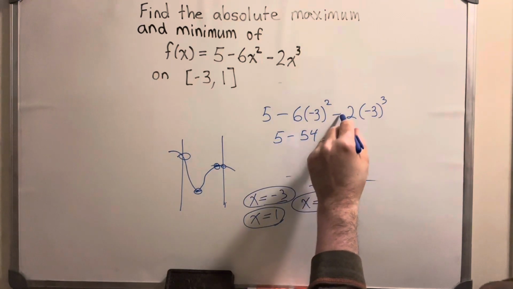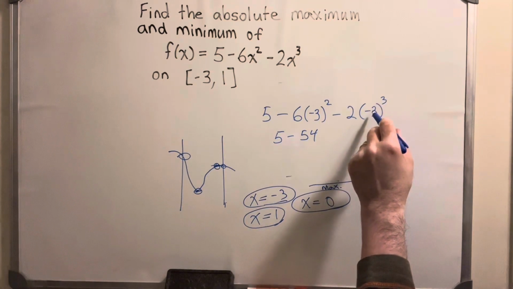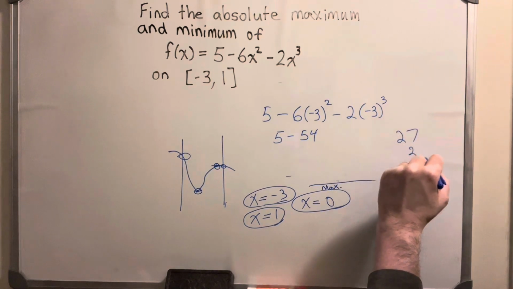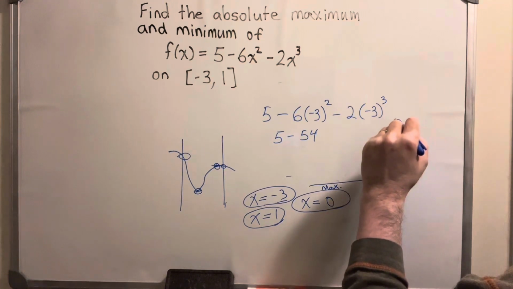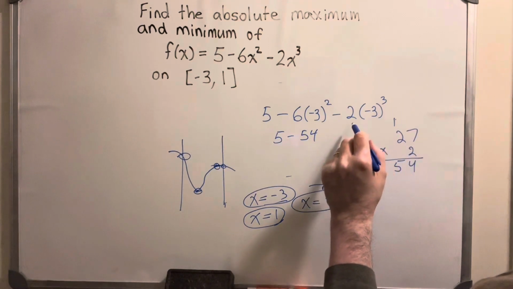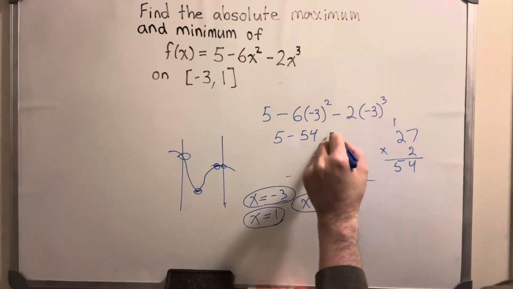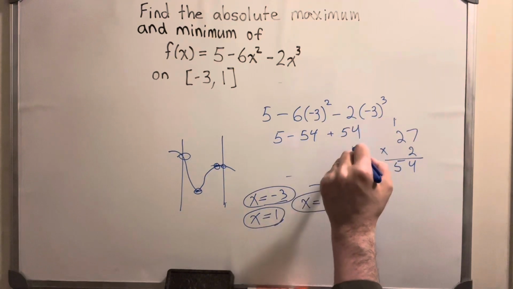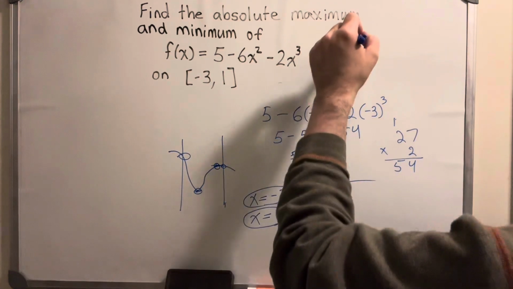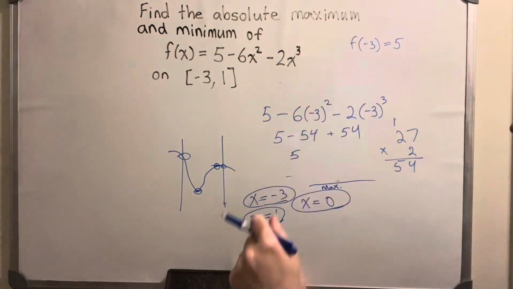54. Now -3 cubed is -27. -2 times -27 is positive 54. Very nice. So this is 5. So we have f of -3 equals 5. Okay.